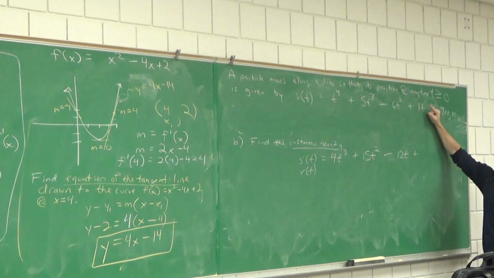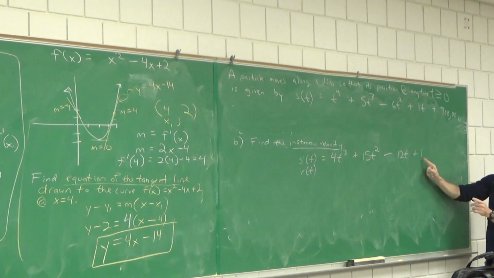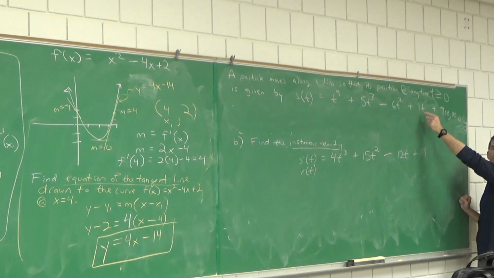Plus, yeah, this is the one that's tricky. Everyone okay with this? 1. You put a 1, you multiply a 1, you get a 1, but what's t to a 0? So that's why that just became a plus 1. That sometimes takes students a while to get used to. So that's plus 1, and what's the derivative of a constant?